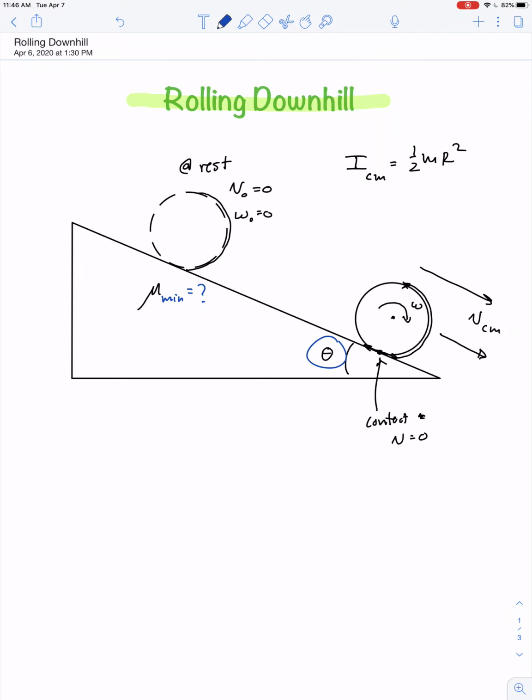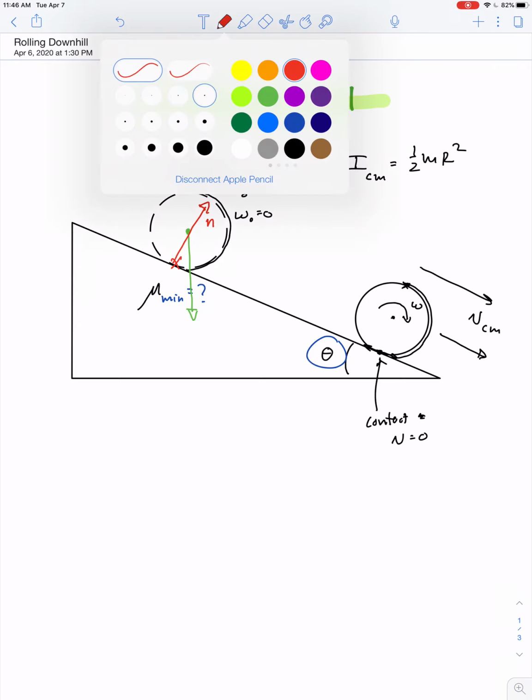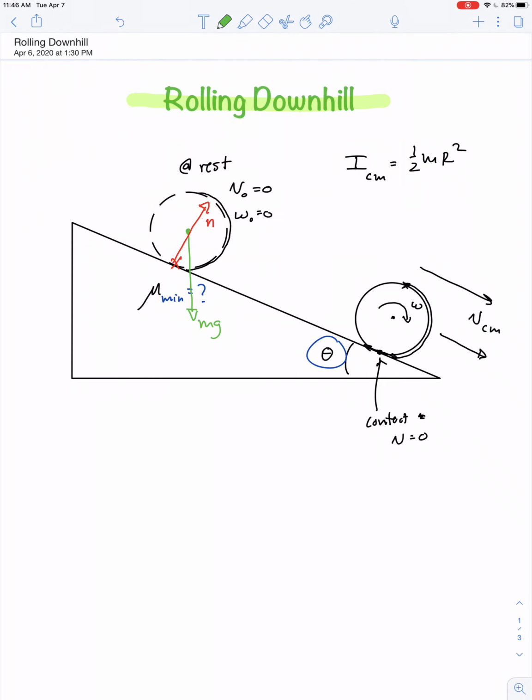So there are a few forces to consider. There's gravity that acts at the center of mass. Then there's normal force. The normal force acts at the contact point with the surface. Normal force, gravity, mg, and then friction. Let's figure out the direction of the friction force.